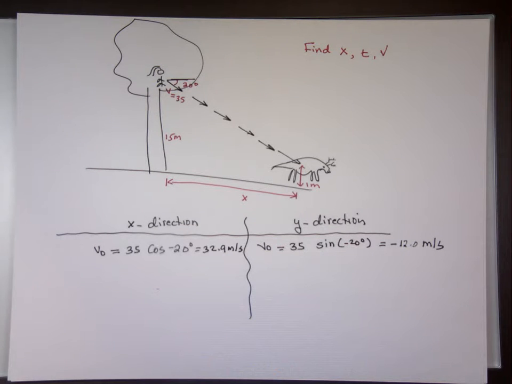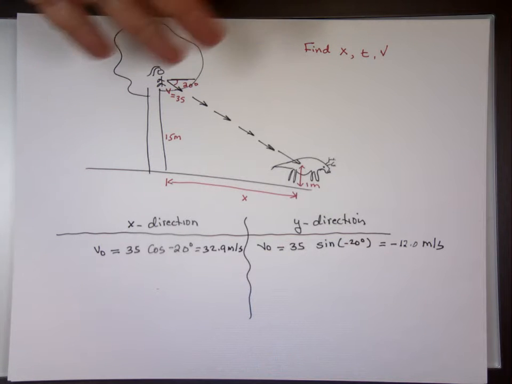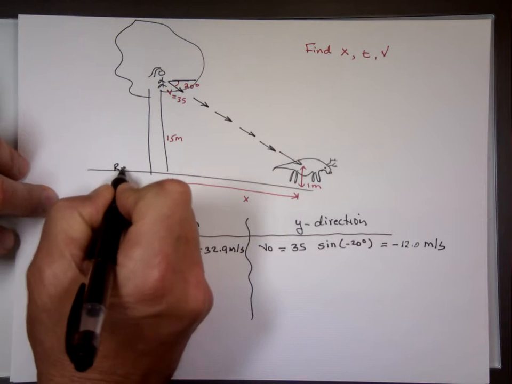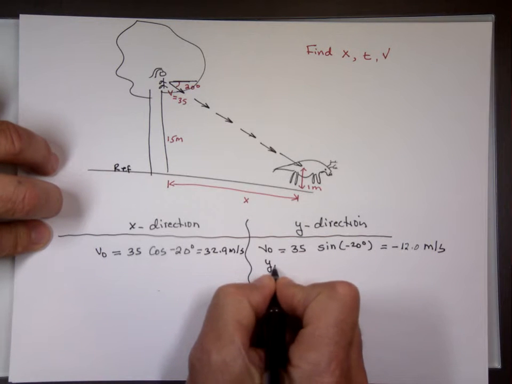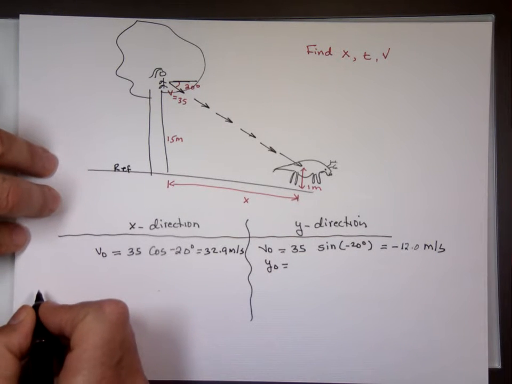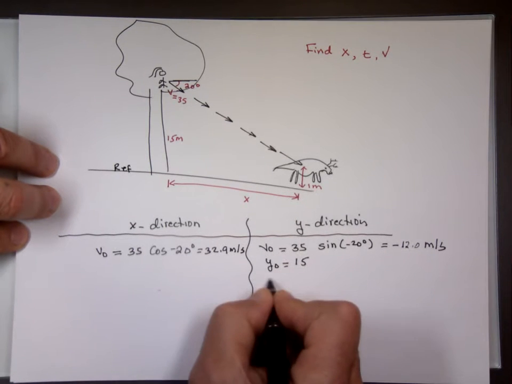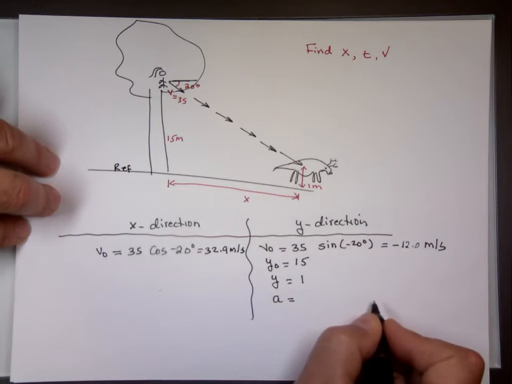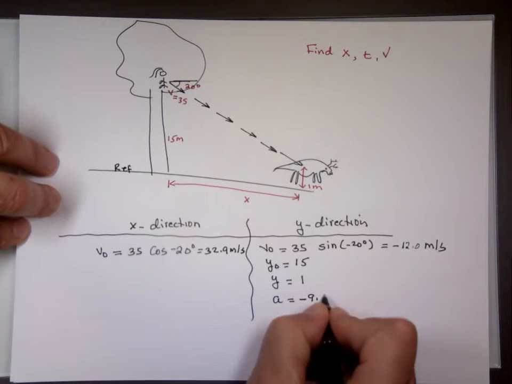You can use anything you want to use for reference. What do you want to use for reference? You tell me. The ground, the top where the hunter was standing, the deer. Pick one, it will make a difference. We need to go home in 1 hour, 2 hours, so. The ground. So what's my initial height where the hunter was sitting? 15. What is my final height? 1. What's the acceleration? Negative 9.8.